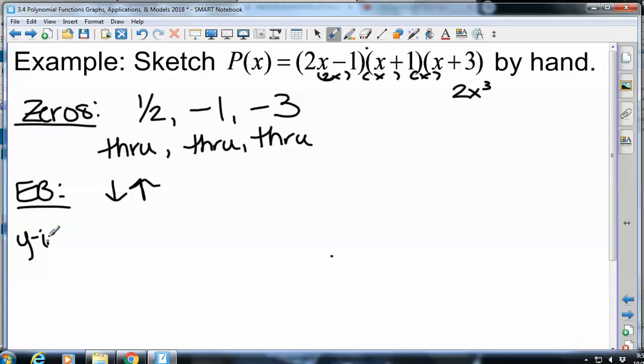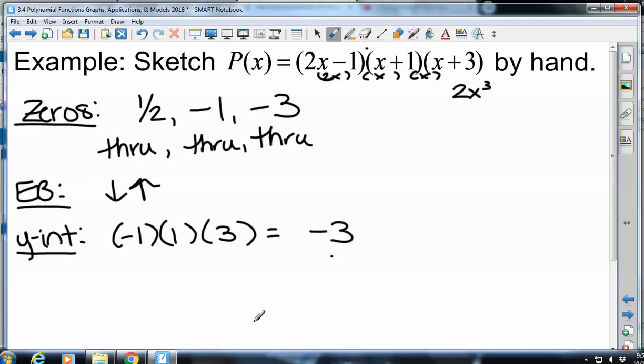Let's find our y-intercept. What's a y-intercept? Where it crosses the y-axis. What's true about x if you're on the y-axis? X is 0. So if you go to your equation and plug in a 0 for all your x's, you get -1 times 1 times 3, which gives us -3.